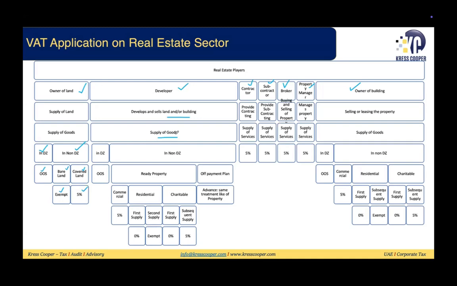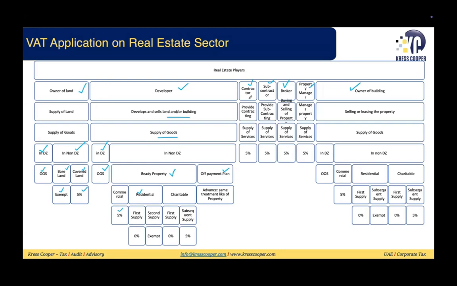At the same time, if we are giving any plot of land or any ready units, it will be considered a supply of goods. And we know this supply of goods within the designated zone is out of scope. So again, the question is: is this unit that is being developed by the developer and being sold in the market in the designated zone? If yes, then out of scope. If outside the designated zone, in a free zone other than a designated zone or on the mainland, then this is a ready-made property, a ready property, or off-payment plan. If this is a ready property, then commercial property will be straightforwardly subject to tax at 9%. Residential property, first supply will be zero rated and subsequent supply will be exempt. Charitable property, first supply will be zero rated and any subsequent supply will be subject to tax at 5%. I believe everyone is clear regarding this.